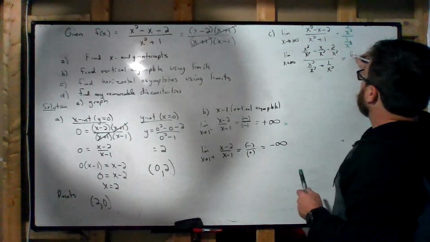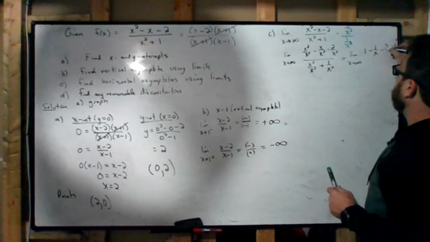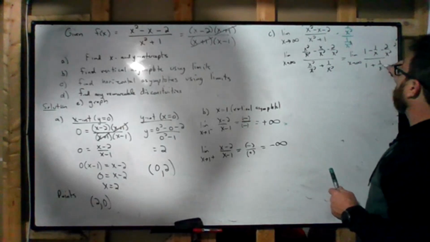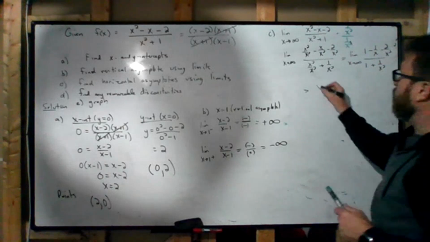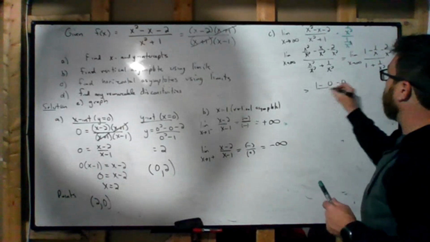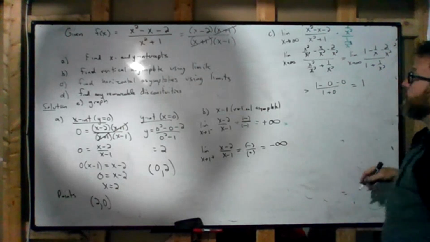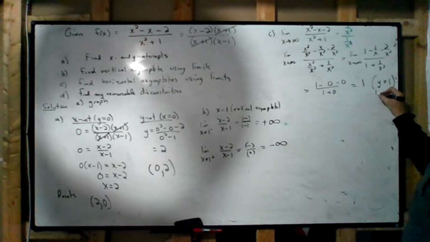And we're going to get the limit as x goes to infinity of 1 minus 1 over x minus 2 over x squared, all over 1 plus 1 over x squared. And when you go to infinity, those terms will be 0. So 1 minus 0 all over 1 plus 0. So this is equal to 1. Remember that means y is equal to 1 is our horizontal asymptote.